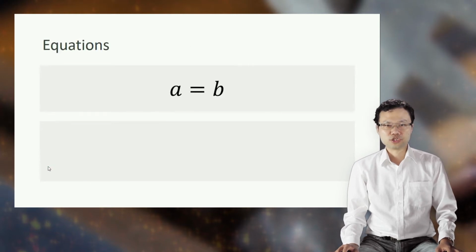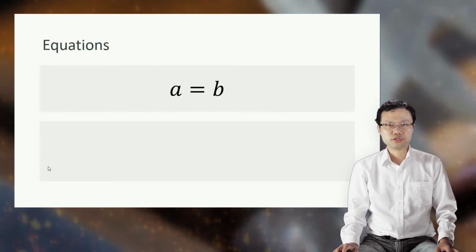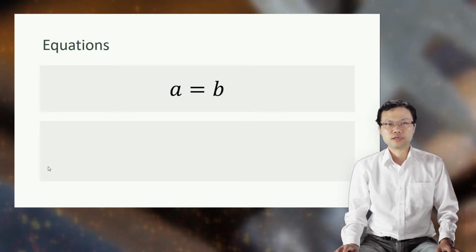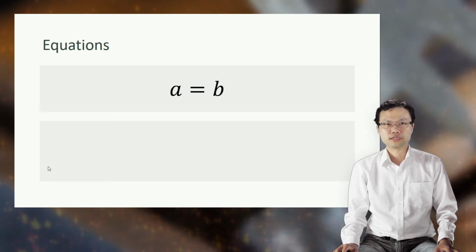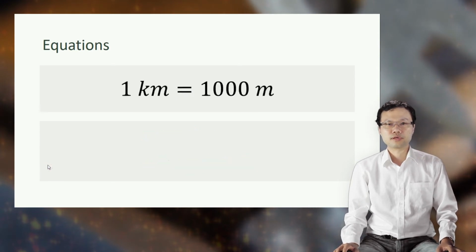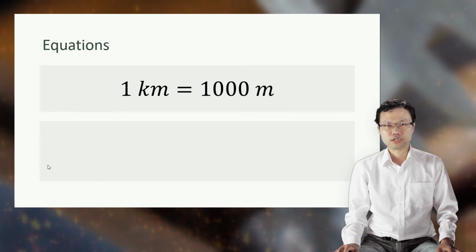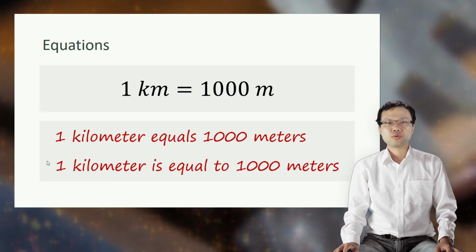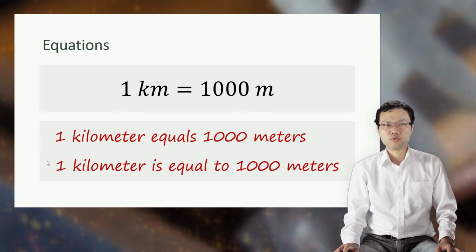Let's look at the equations. An equation means two quantities A and B are equal. There are two ways to read it, either A equals B or A is equal to B. Here is an example. We know that 1 kilometer is 1,000 meters. So this equation is read 1 kilometer equals 1,000 meters, or 1 kilometer is equal to 1,000 meters.